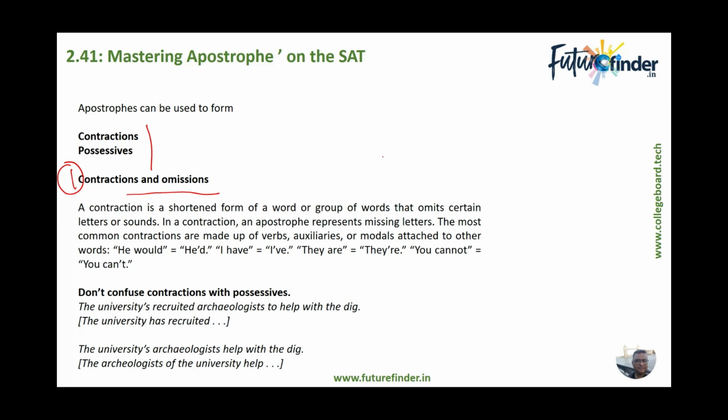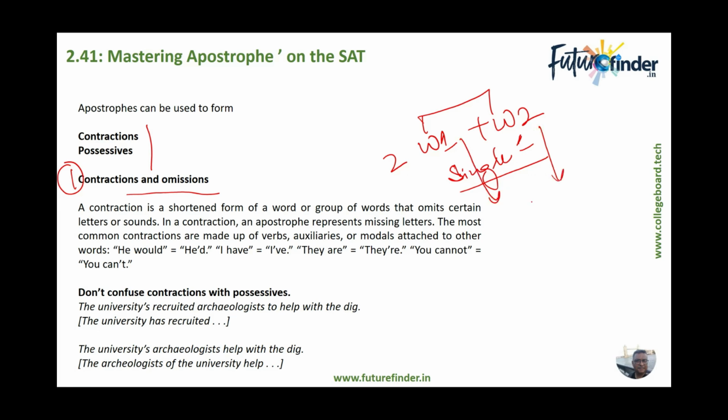So when two words, word number one and word number two, are contracted into a single word using an apostrophe, then this is called the contraction, and some part of word 2 and word 1 is omitted. So a very simple example would be that it is becomes it's.